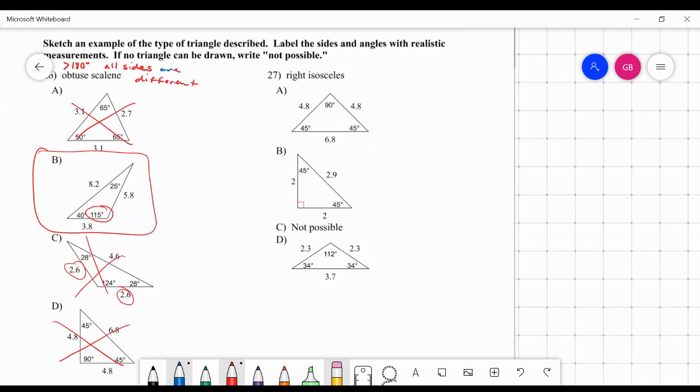27, right isosceles. So this one has to have a right angle. Isosceles needs to have two congruent sides. Okay, so we could eliminate option D because it doesn't have a right angle. A and B do. Okay, this is 90 degrees. And then two congruent sides. So A has two congruent sides and B has two congruent sides. So actually A and B work for number 27.